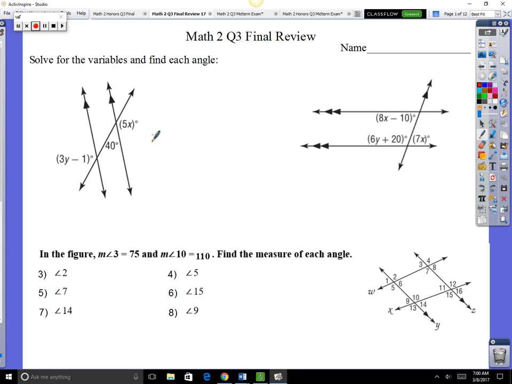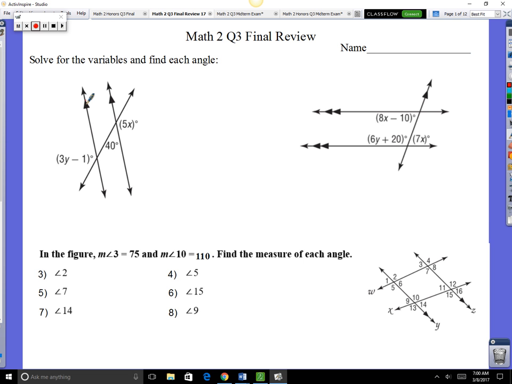Okay, the first one, you got parallel lines. So if you have parallel lines and I give you one angle, you should be able to get all the angles. So this one right here is 40, so that means this one's going to also be 40. This one's going to be 40, and this one's going to be 40. So fill them all in. 40, 40, 40, 40. Now the other guys are going to be supplementary, so they're all straight lines.